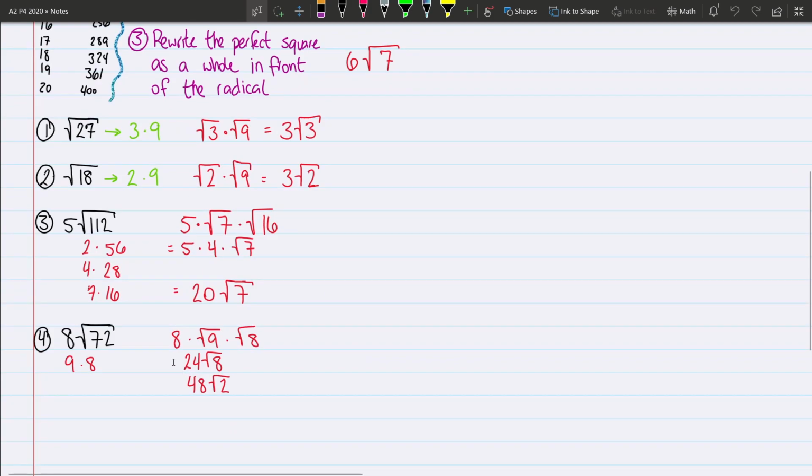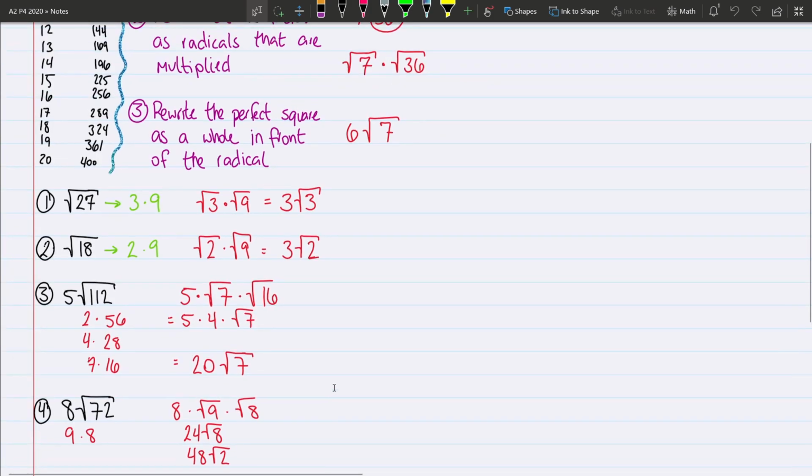So if I look at it as two different pieces, like this one, 72 is 9 times 8. 9's a perfect square, so it comes out as a 3. And then, let's see, 3 times 8 is 24. Then I'm left with a root 8 inside. I can further simplify the root 8, that's 2 and 4. The 4 comes out as a 2, which 2 times 24 is 48. And I'm left with a root 2.